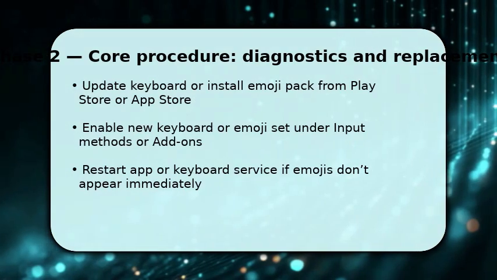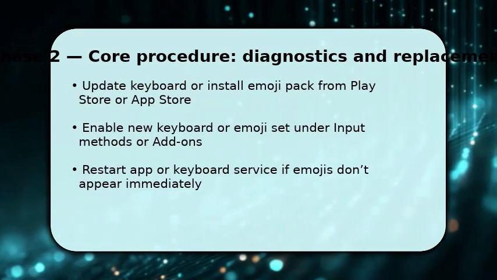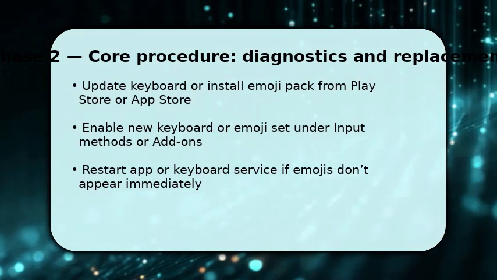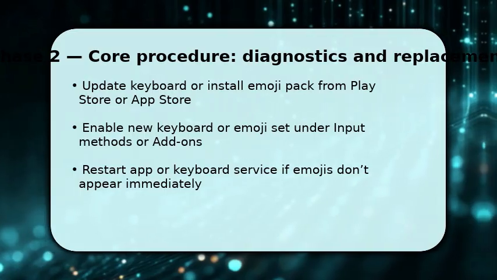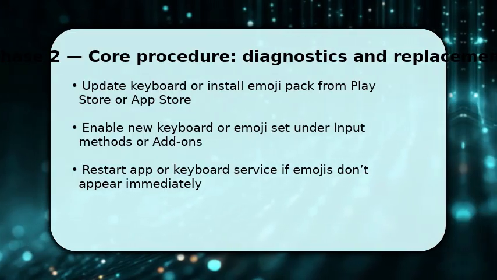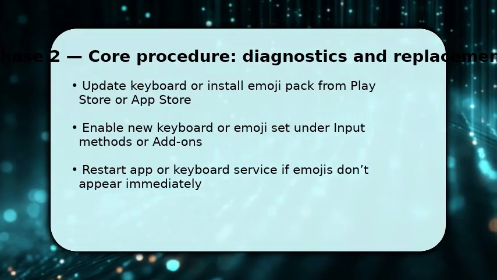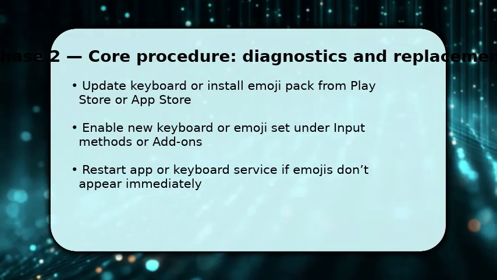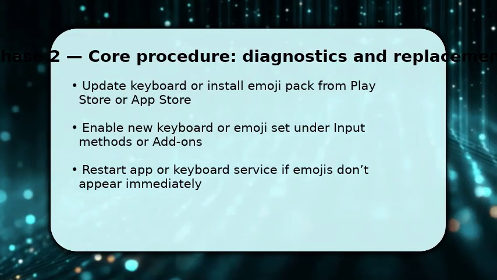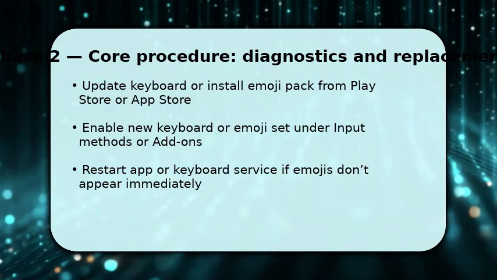Now update or install the emoji pack. Go to the App Store or Play Store and update your keyboard app, or download a compatible emoji pack or font. Once installed, return to Input Methods and enable the new keyboard or add-on. Some apps list emoji packs under themes or add-ons. After enabling, choose the keyboard as active input.